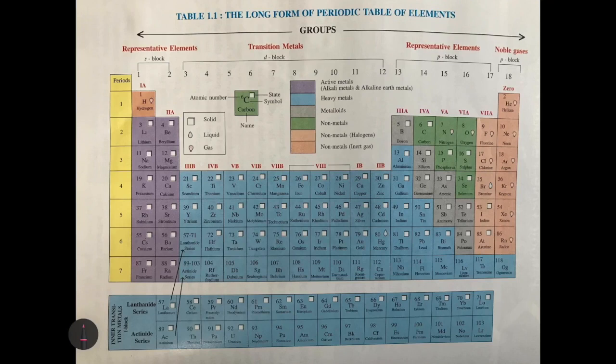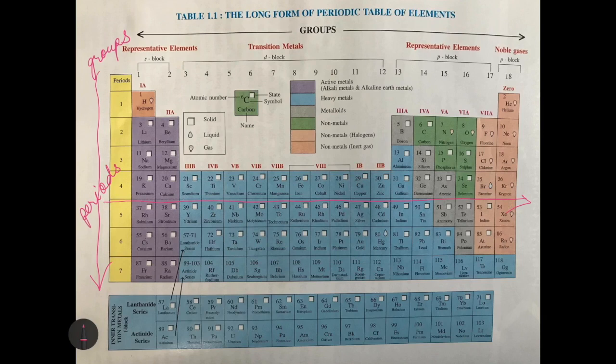Moving on to the salient features of the modern periodic table. The vertical columns in the periodic table, as you go down, are known as groups, and as you move across the horizontal rows, they are known as periods.